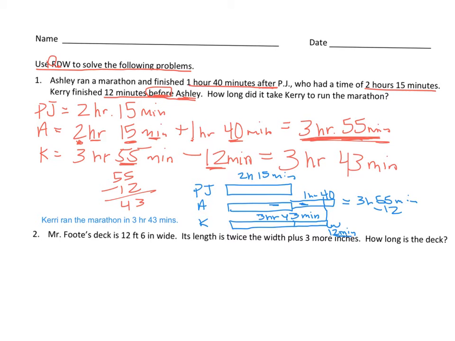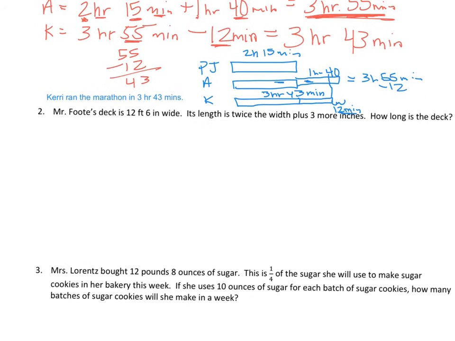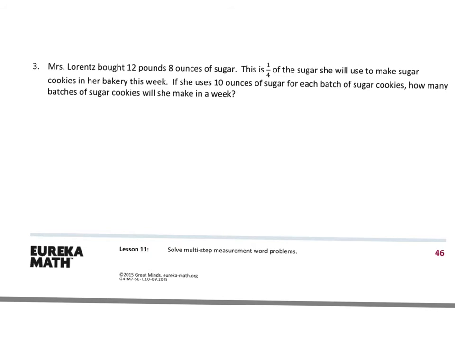Let's take a look down below to question 3. And it says, Mrs. Lawrence bought 12 pounds, 8 ounces of sugar. This is 1/4 of the sugar she will use to make sugar cookies in her bakery this week. If she uses 10 ounces of sugar for each batch of sugar cookies, how many batches of sugar cookies will she make in a week? So I have a two-step problem. And I know I got to do a redraw right on this.